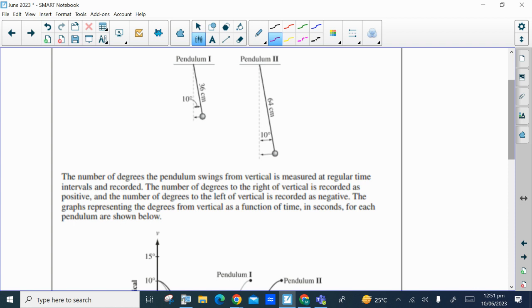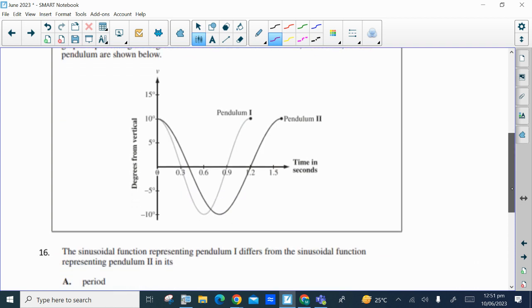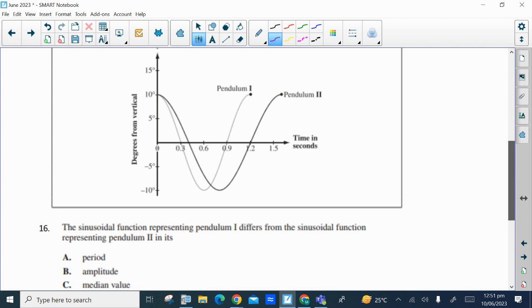The graph representing the degrees from vertical as a function of time t in seconds for each pendulum is shown. So there's your two graphs. The sinusoidal functions representing the two pendulums, they differ in what characteristic? And the answer would be the period, because the period is how long it takes to go through one cycle. The first pendulum goes through the cycle, looks like in 1.2 seconds, where the second one, it's something greater than 1.5 seconds. They have the same amplitude.